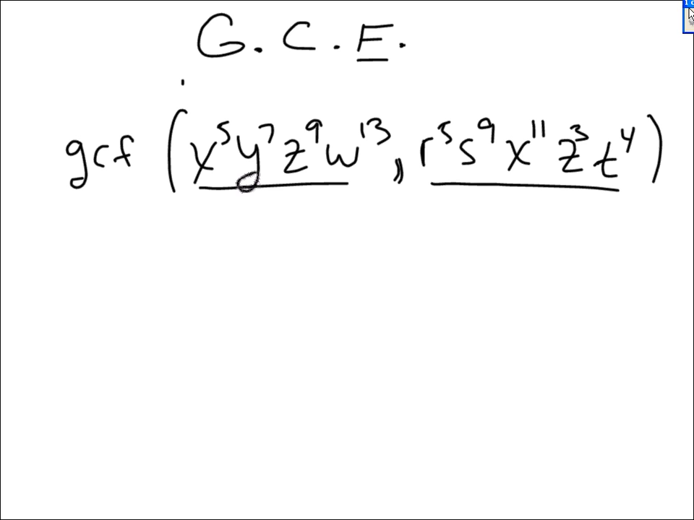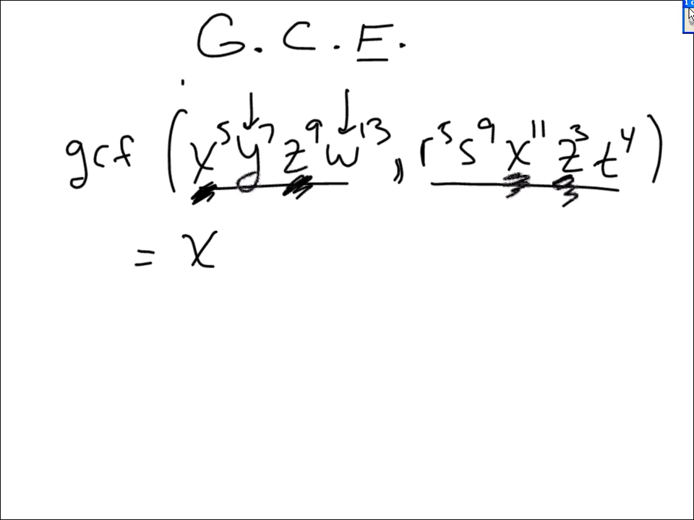Now, when it's letters, we think of the bases as being prime. So we find the common bases. This has an X, so does this one. This one has a Y, but the second term does not. This has a Z, and so does the second term. This has a W, but the second term does not. The only things that they have in common for bases are X and Z.